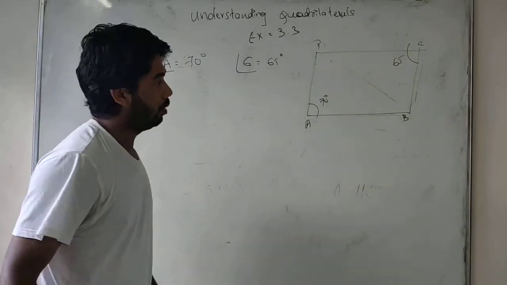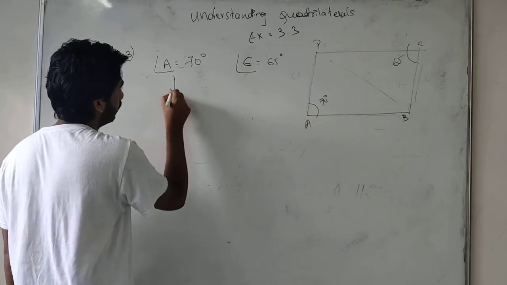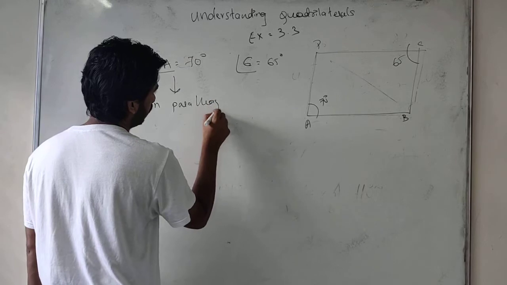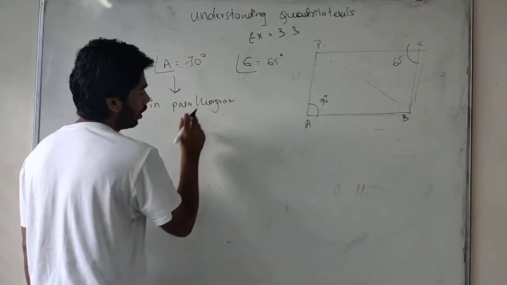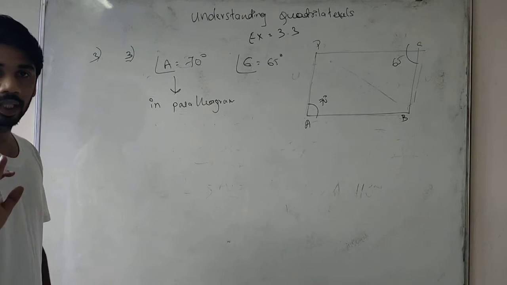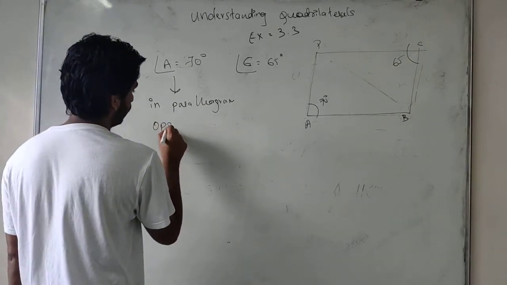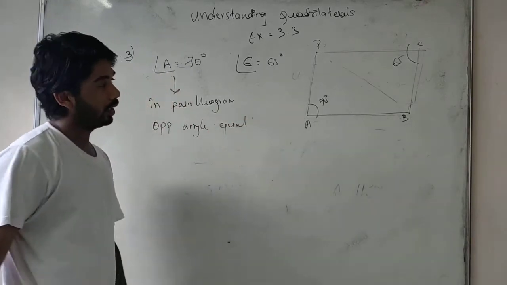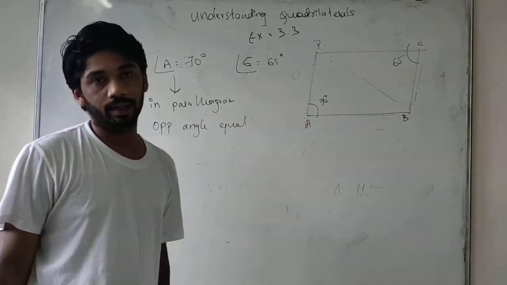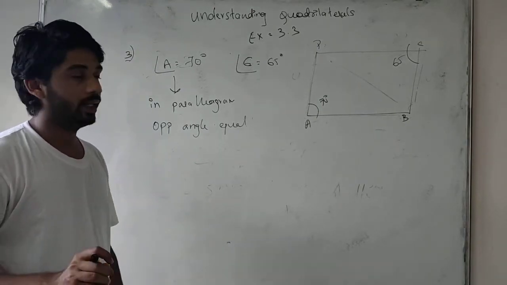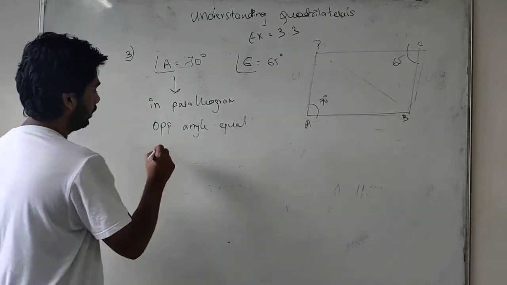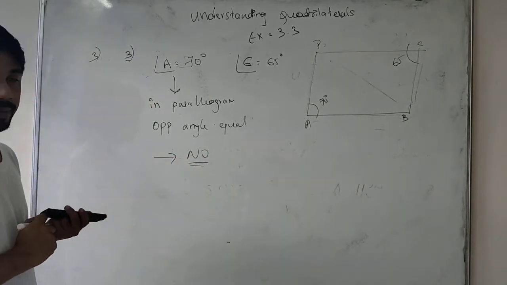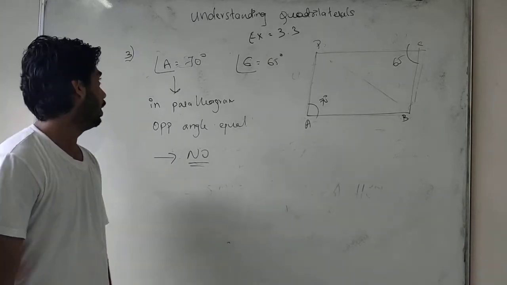Friends, in a parallelogram, opposite angles must be equal. But in this condition, opposite angles are different. So we can say that this is not a parallelogram. So the answer will be no. Okay, students, got it? You just note it down. I will go to the next question.